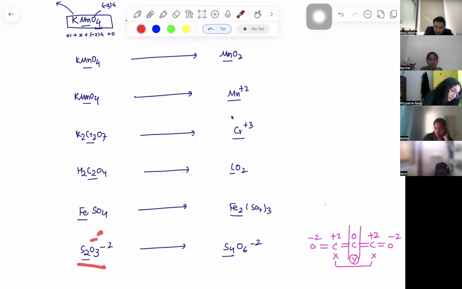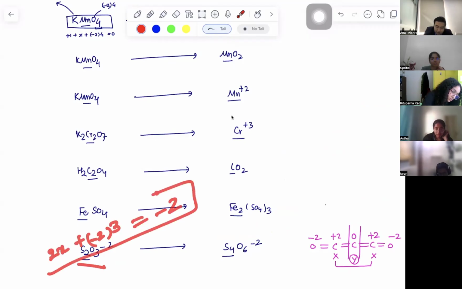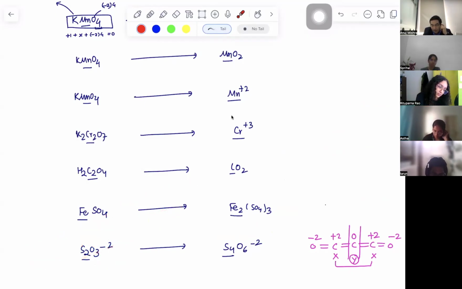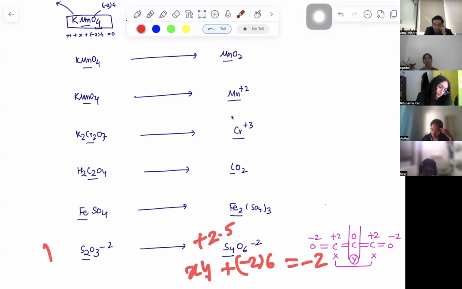S2O3 2-: the 3 oxygens with -2, net charge -2, and the 2 sulfur members. Solve for X. If you solve it properly, it should come +2. Check and confirm. On the other side, S4O6 2-: -2 times 6 members, net is -2, X times 4 units. From here, how much will X be? 10/4, 2.5. Don't be scared of 2.5, 2.5 is fine.